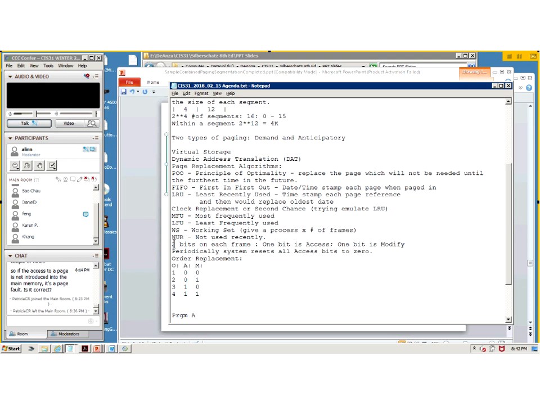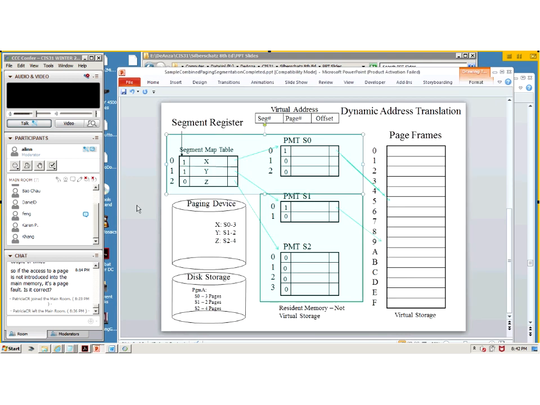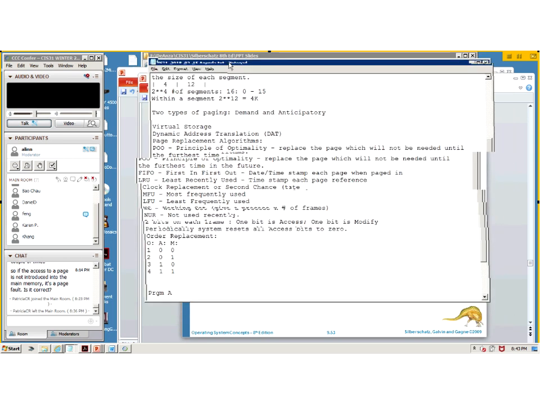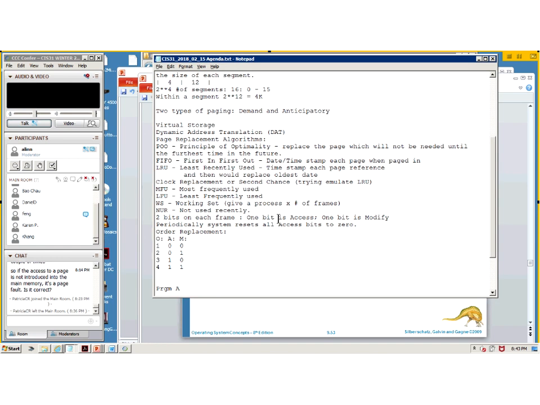You have 2 bits on each frame, right? And you can implement them by having these bits in here for the page. I've already kind of talked about the 2 of them. This is the reference or access bit, and the modified bit, that page has been modified. So for every page, you would have these 2 bits. Every time it got hit, it would be set to 1. Every time it got modified, it would be set to 1. Periodically, the system has to reset all of the access bits to 0 to restart it.